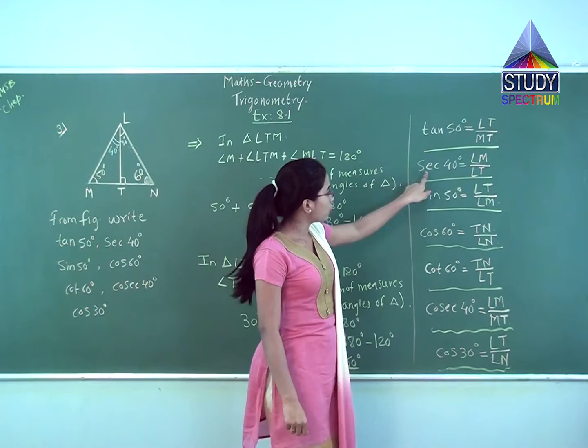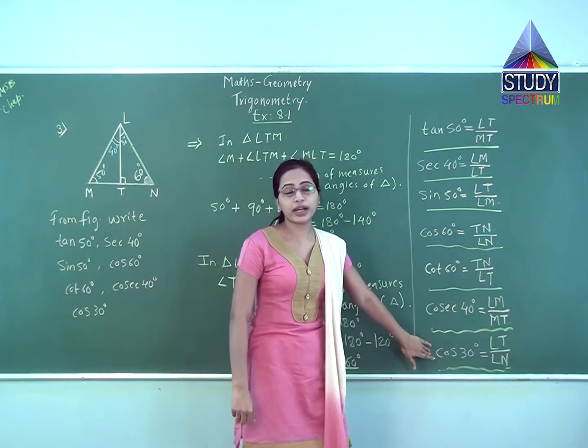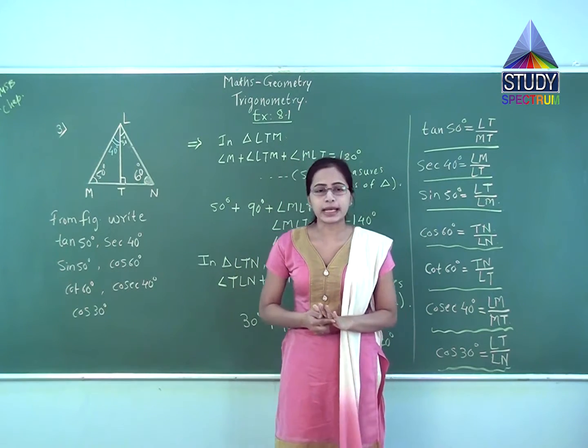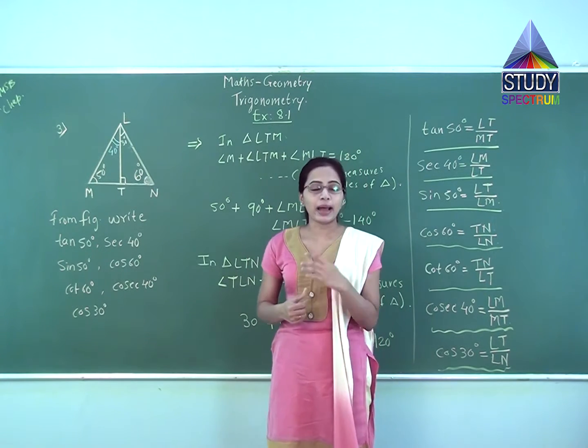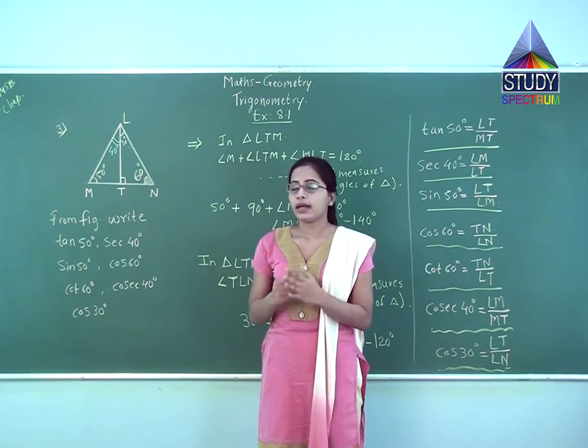So 1, 2, 3, 4, 5, 6, 7. All 7 ratios which were asked we have calculated. Here this is also a simple example, but the thing is that if the measures of some angles are not given, initially we have to calculate that and after that we will solve the sum.